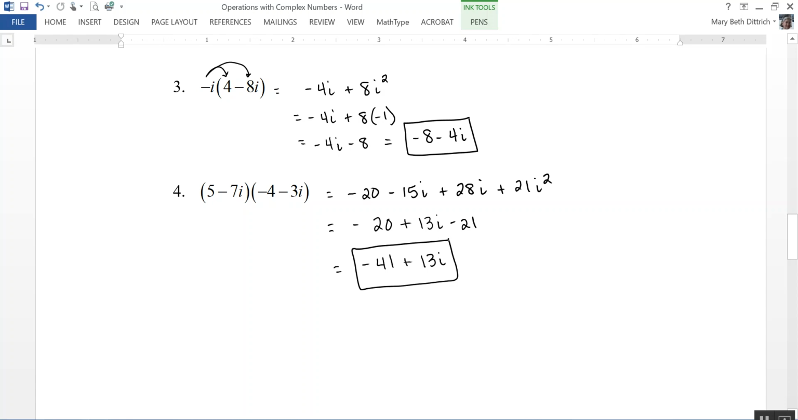So in this video, we took a look at operations with complex numbers, what a complex number is, and how to add, subtract, and multiply those values.